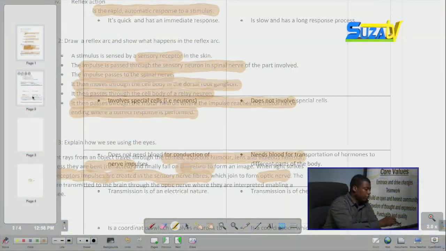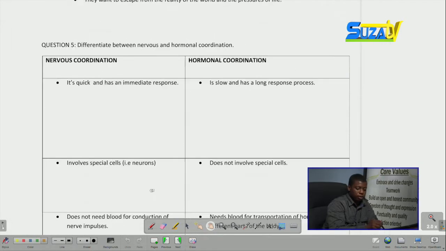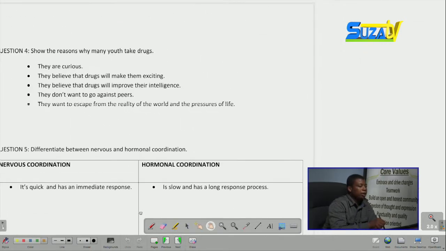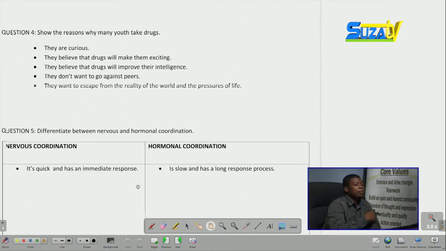Moving on to our fourth question, in which we are required to show the reasons why many youth take drugs. This is a common sense question. The question being asked is, why do the youth, for instance in Zanzibar, take drugs? Drugs nowadays are a major problem, in which we can see many young people sitting with no work to do, with nothing to do but just taking drugs.